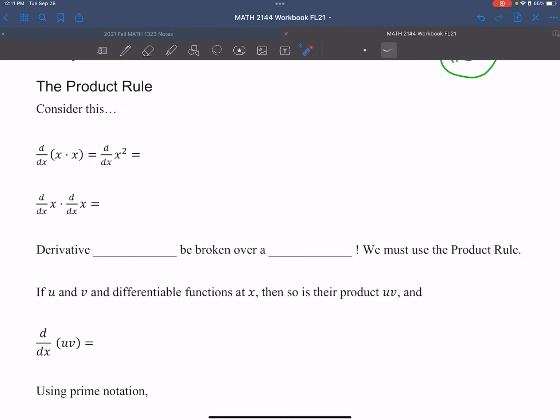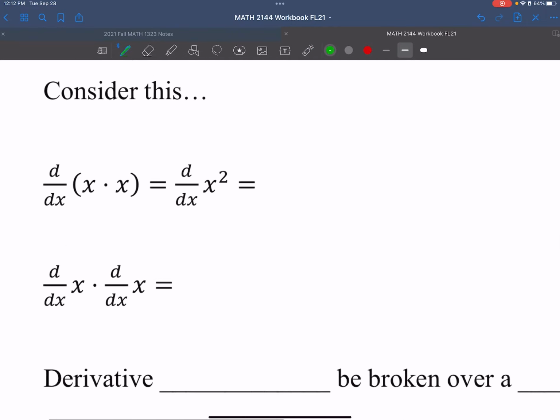So limits were easy because you can just do the limit a piece at a time. Derivatives are a little bit more complicated. Let's consider an example. If you consider the derivative of x times x, realize x times x is x squared. And we've worked with this a few days. What is the derivative of x squared? Anyone? 2x, correct.